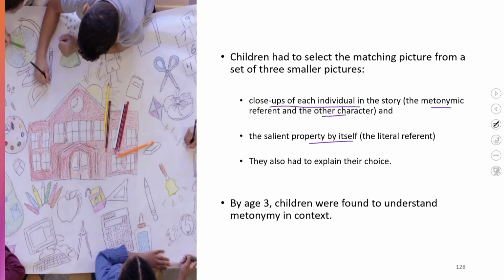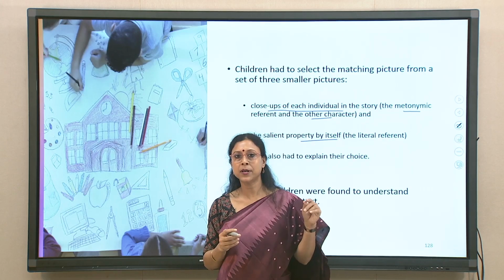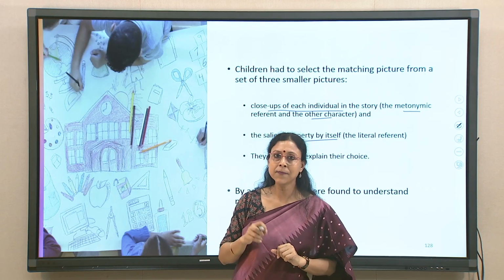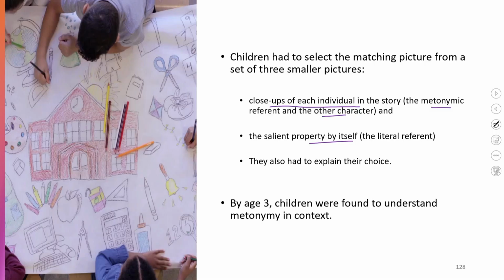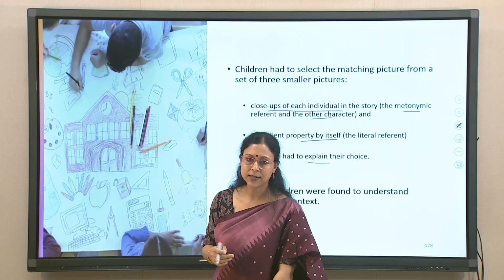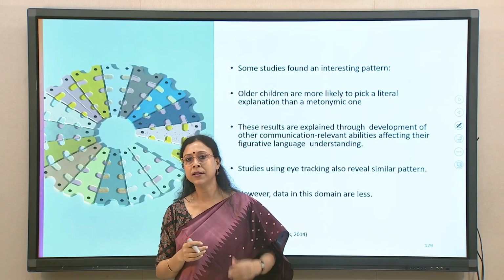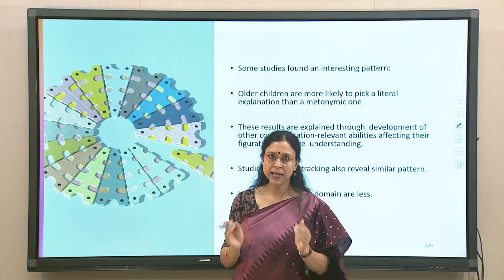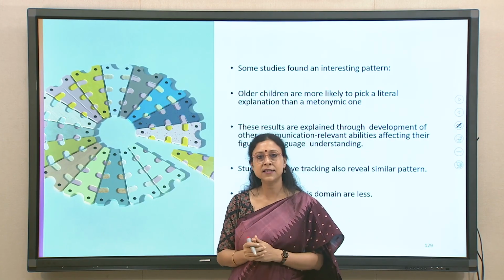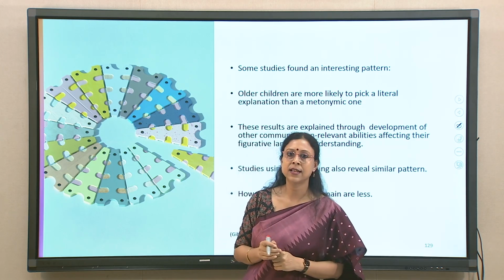If the child picks up this third referent, it will mean that they have taken it literally. But if they are able to point out the person who was wearing the helmet, then they have gotten the metonymic meaning of the sentence. And after they have chosen, they also had to explain the choice. That was the task. By age 3, children were found to understand metonymy in context, which is quite interesting, because at age 3 many studies showed that they do not get metaphor at that stage. But within a story based elicitation task, they actually tend to do well in this case as well.